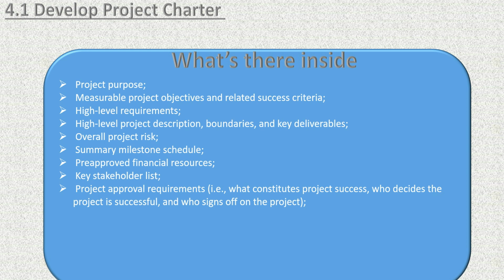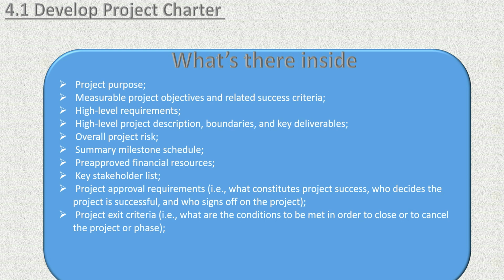So those approval requirements, and from which entity you need the approval, all those things should be clearly mentioned in the project charter. Then project exit criteria. Now this is one of the very important parts here in the charter, and the information related to exit criteria you will get only in the project charter. Okay.